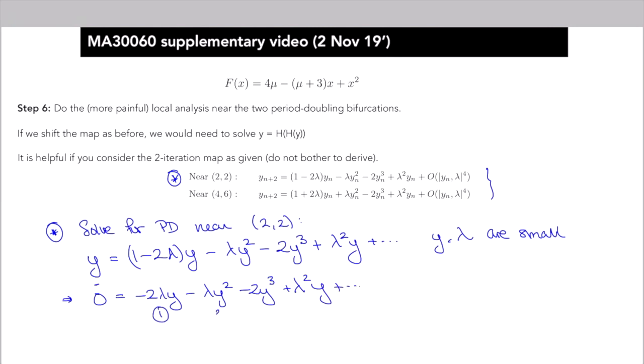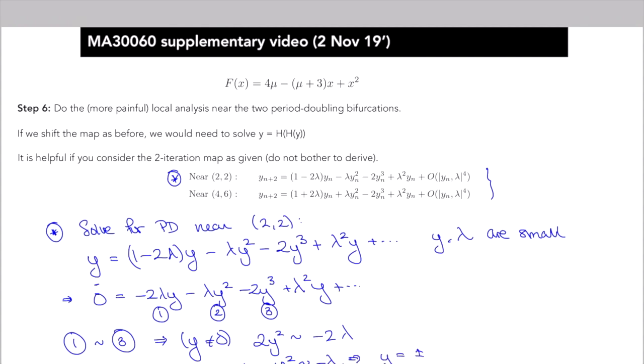Okay, so when you do the dominant balance, if I call these terms 1, 2, and 3, you can argue that 2 will always be smaller than 1, because this is a lambda y squared and this is a lambda y. And so you would have to involve 3. So the dominant balance turns out to be 1 and 3. If you cancel the y, assuming y is not equal to 0, you then have 2y squared is like minus 2 lambda. This tells you that y squared is like minus lambda, or y is equal to plus or minus root of minus lambda. You can verify that this is a consistent balance under the assumption that you were right to neglect 2, 4, 5, 6, etc. These give you the two arms of the bifurcation for the period doubling point.